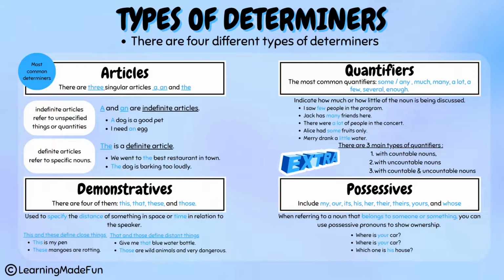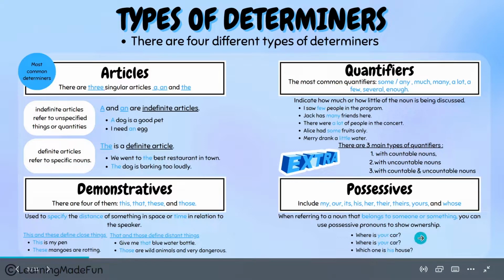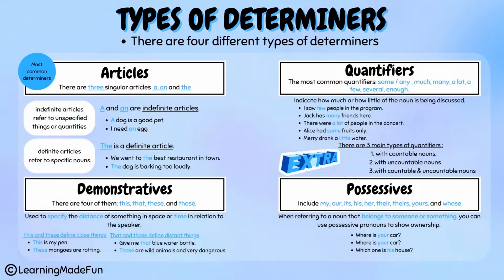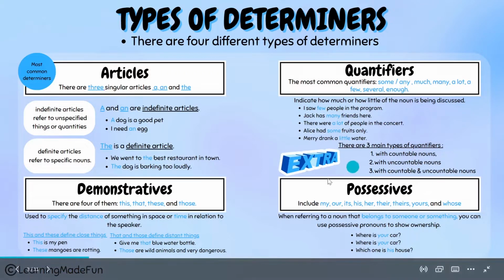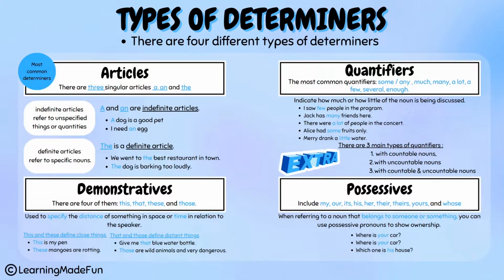So where is your car? It tells us that the car is yours. Which one is his house? So the house is his. So possessives show ownership. So it belongs to me, it could belong to you, it could belong to him, it could belong to her. So those are possessives. They can be pronouns as well. So him, her, they, I.